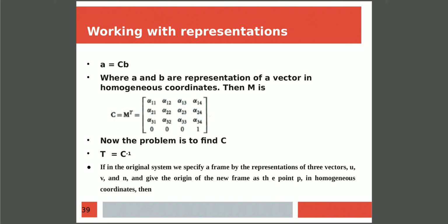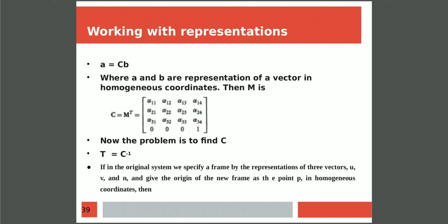Then as I said, C is a matrix which will be represented as M transpose, and the values of the matrix C are alpha 1 1 up to alpha 3 4, and the last row is with respect to the origin, which is represented as 0 0 0 and 1. Now here we are representing the matrix C with general scalar values, that is alpha 1 1, alpha 1 2, alpha 1 3, etc. Then how can we find specific or actual values for a matrix C?